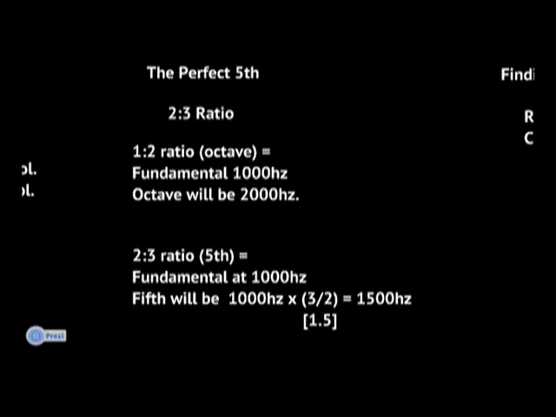So just like the octave, the fifth has a reason that it sounds good, a physical reason. And by physical, I mean grounded in physics. The octave was a 1-to-2 ratio that we looked at. So another way to see that would be if the fundamental is 1,000, the octave will be 2,000. Going down to the 2-to-3 ratio of the fifth, if the fundamental is 1,000, the fifth will be 1,000 times 3/2, which is 1.5, which is 1,500 hertz.